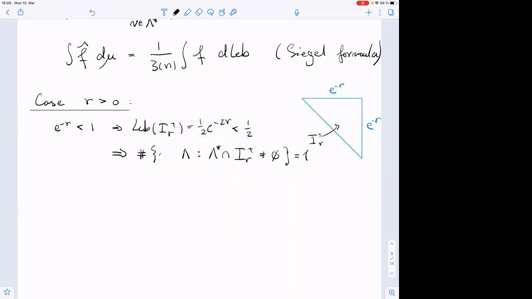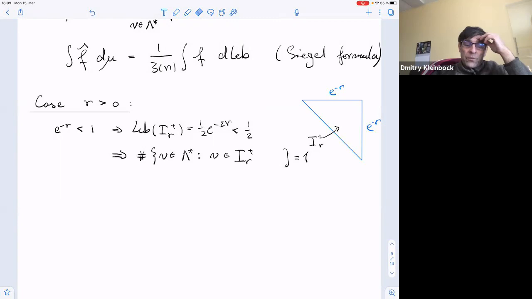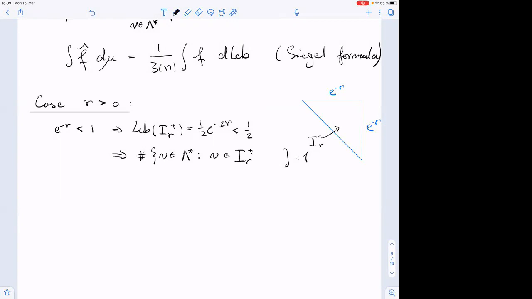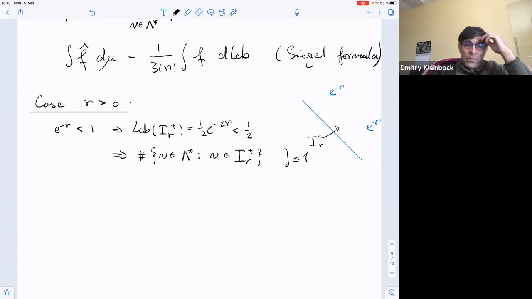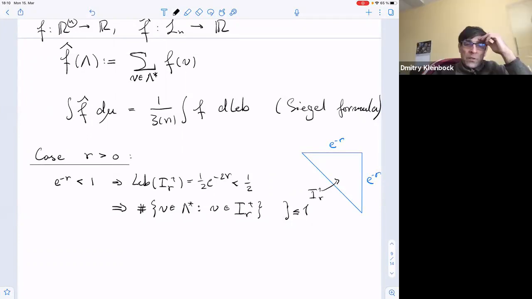The number of vectors in lambda. I guess I can put the star here as well, such that v is in there, and then I can delete this. Okay, I think I've written something correct now. So the intersection of lambda star and I_r plus. Yes, there is one point of intersection, but what is lambda? We're going to compute the measure of these sets of lattices, right? That was the estimate on the measure before. So that's why I'm confused. Yes, let me just hang on. So you didn't fix lambda so far, right?